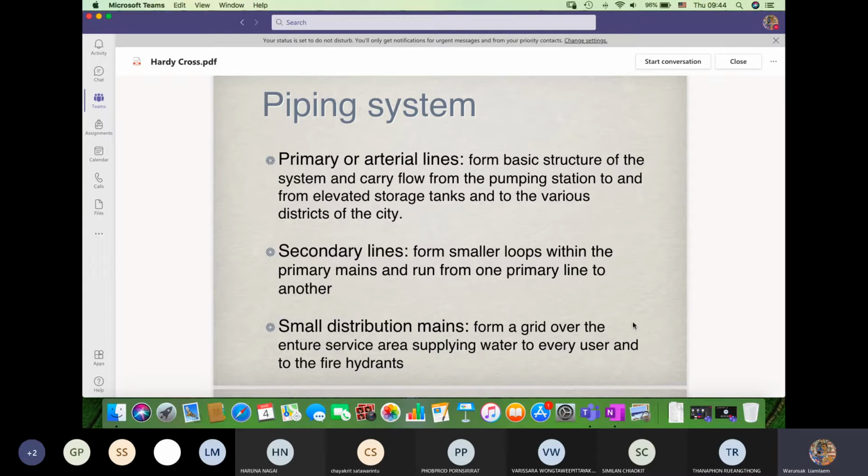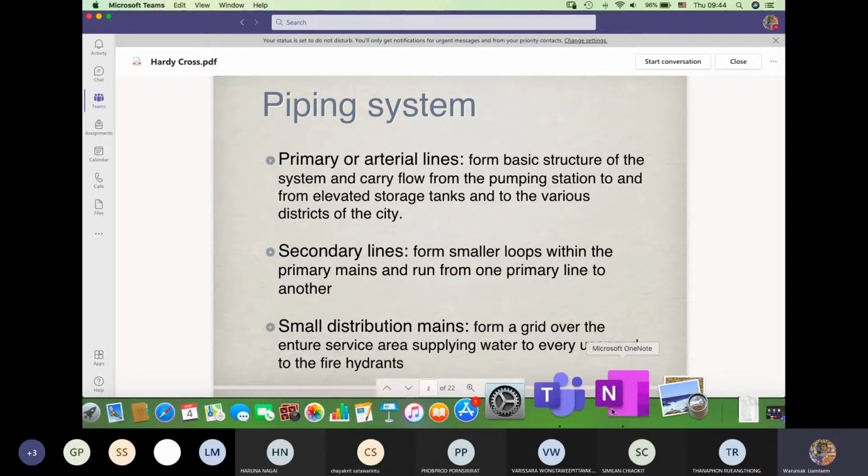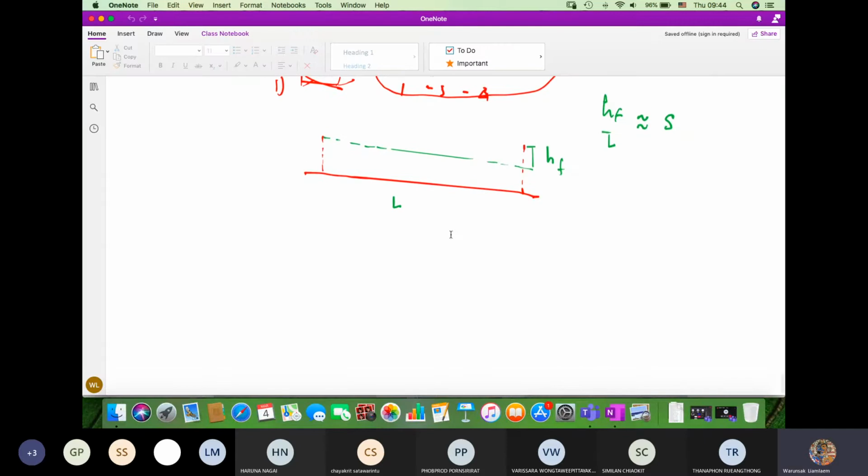Piping systems, actually we use pipes in several formats. Sometimes we connect more than two pipes in series. Sometimes we connect the pipes in parallel. I think connecting pipes in series and in parallel you have studied already in the previous course. So talking about the pipe, I'm now on the OneNote screen.